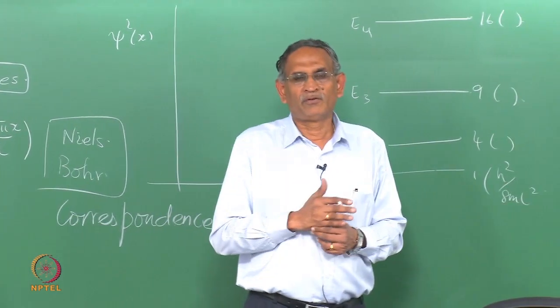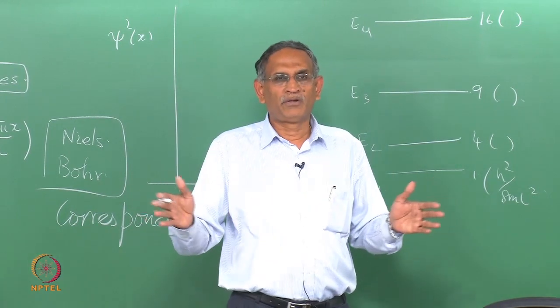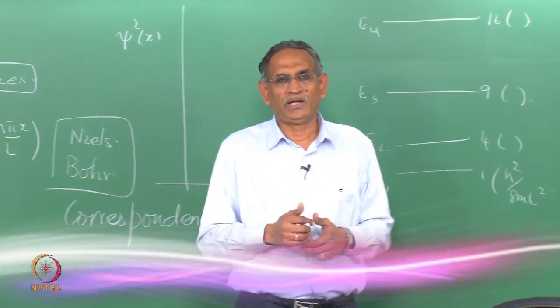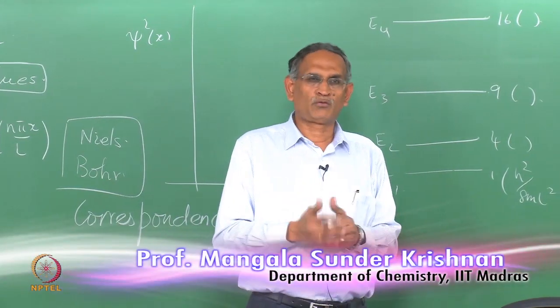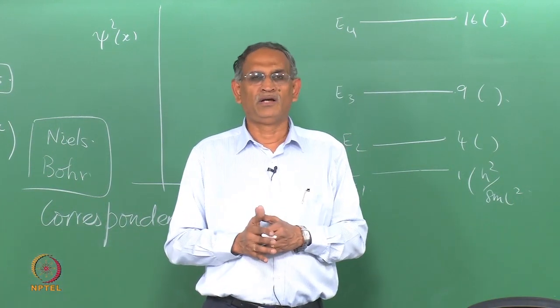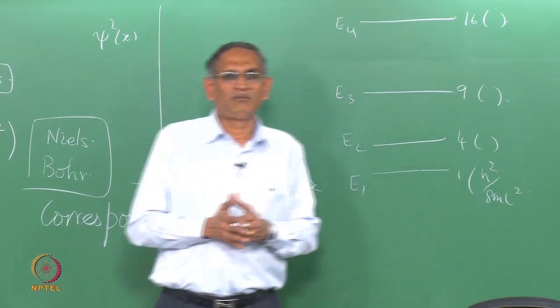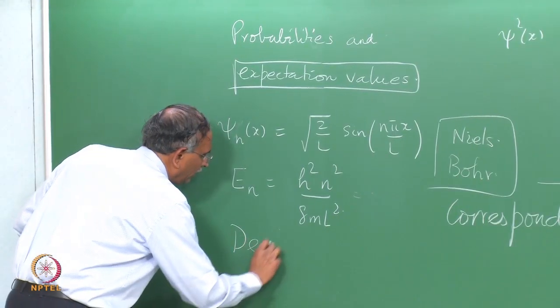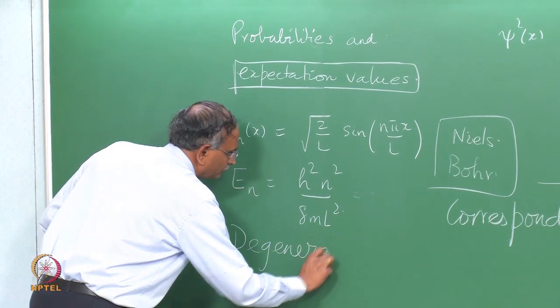In the next lecture, we will start looking at not one dimension but motion in a plane, that is, two coordinates x and y, or even three, x, y and z, and look at the particles, and we will see one more unique result, namely the degeneracy. We will look at that in the next lecture.